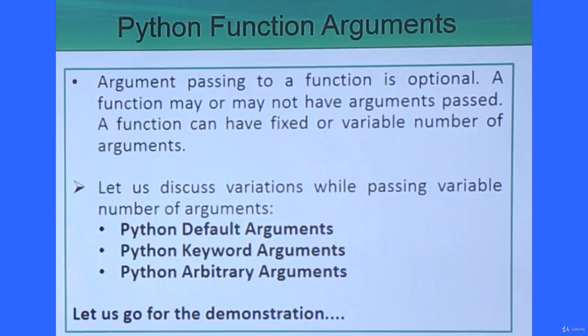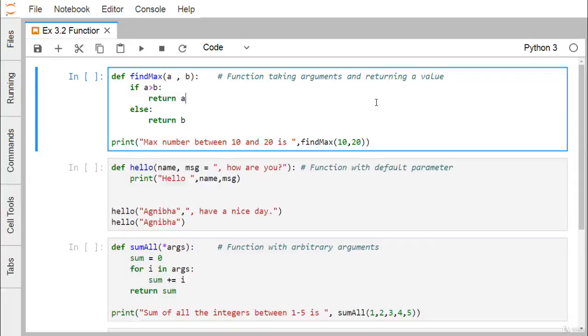A function may or may not have input arguments. Also, a function may or may not return anything. So here we are defining one function. The name of the function is findMax. It has a and b as input arguments. If a is greater than b, it returns a, that means the maximum one will be returned, and that's why the name of the function is findMax. Else it will return b. So this function has input parameters a and b.